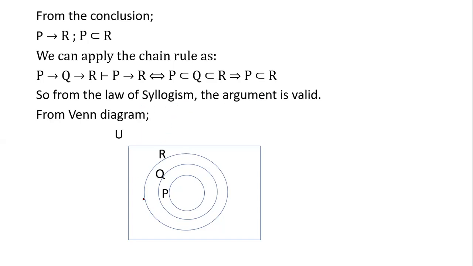Now from the Venn diagram, we're going to have something like this. So you can see that they are all inside R. Hence, it's a valid deduction. You have done well.